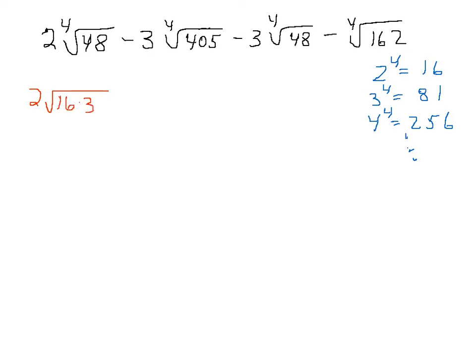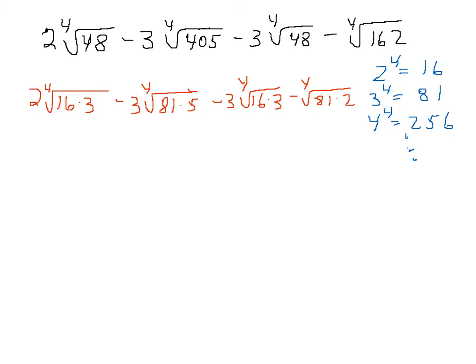So 48, what does that have as a factor which is a perfect fourth? 16 times 3. That's the fourth root. Minus 3 times the fourth root. Well, 405, that's a big one. Can you see what that's going to be? Takes a little second, but 81 times 5. Minus 3 times the fourth root. Well, there's another 48, right? I should have added those two together at the beginning, but that's okay. Minus the fourth root of 162, and that's going to be 81 times 2.